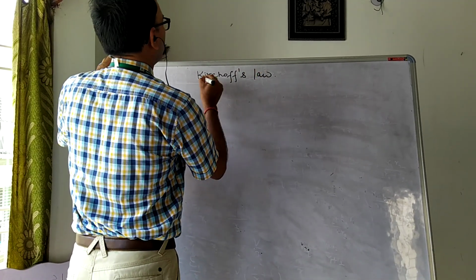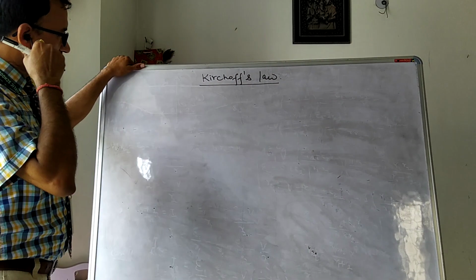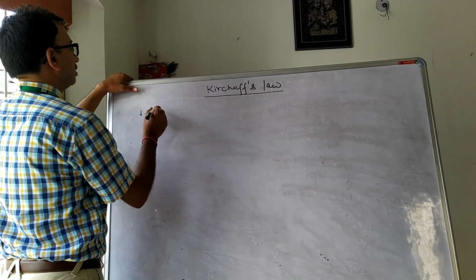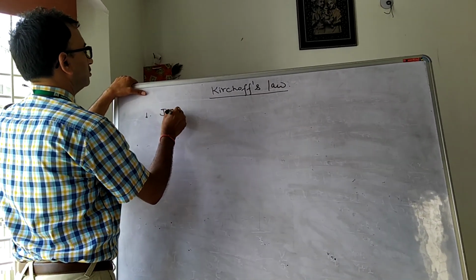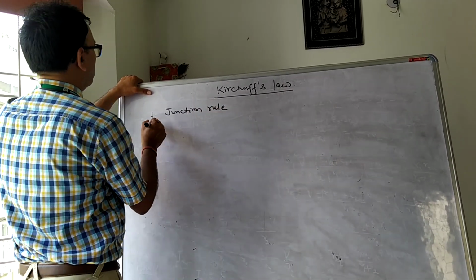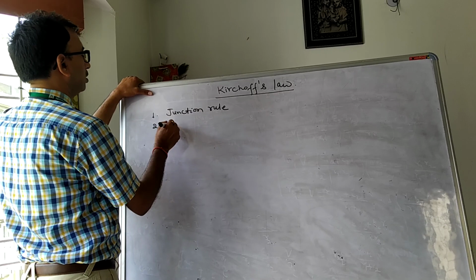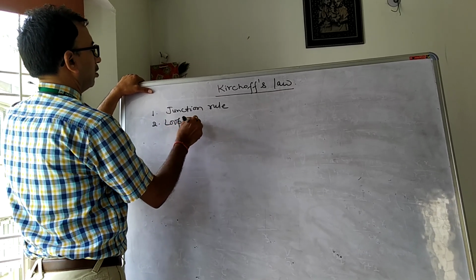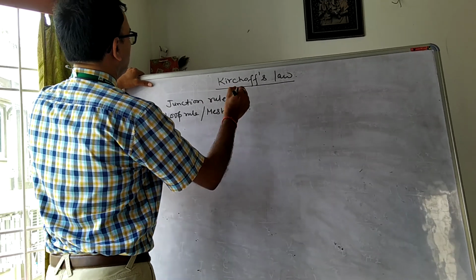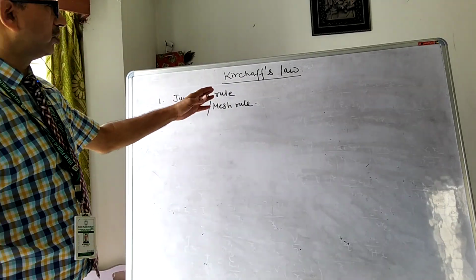Kirchhoff's law has two statements. Number one, it is called the junction rule. The second one is called the loop rule, or it is also known as the mesh rule. So what is the junction rule?